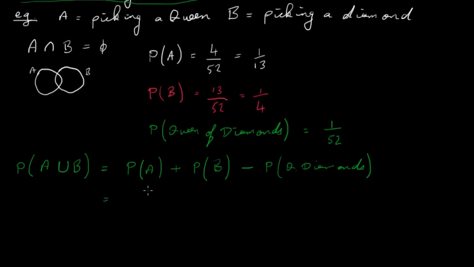So let's just put those numbers in. We've got the probability of A, which is 1 over 13. We've got the probability of B, which is 1 over 4. And then we want to subtract the probability of two of them happening at the same time. So 1 over 52, queen of diamonds. So if we do that, that's just a case of adding and subtracting fractions here. We get 4 over 13. So in the non-mutually exclusive event of picking a queen or picking a diamond, the probability is 4 over 13. Okay, that's it for this video.